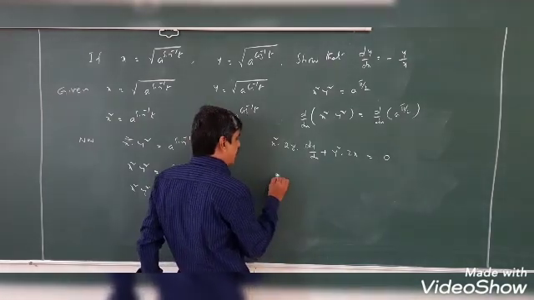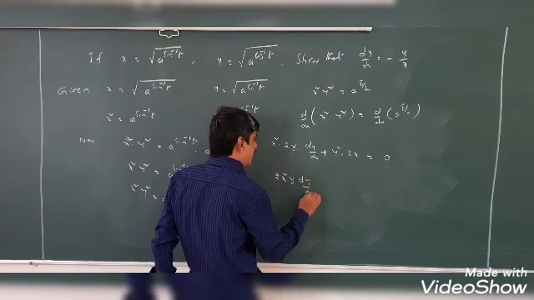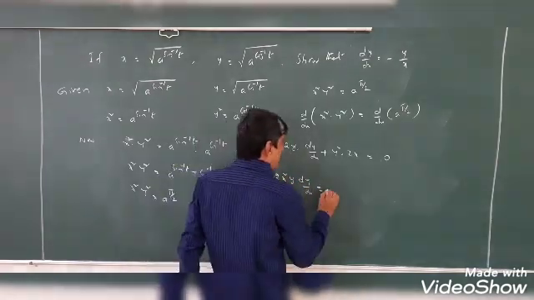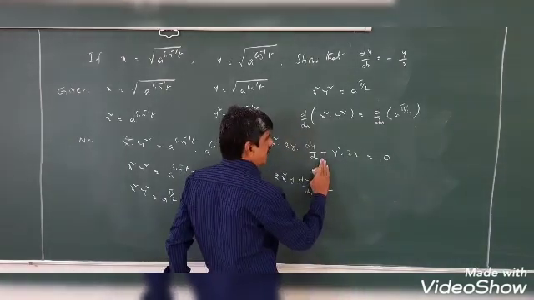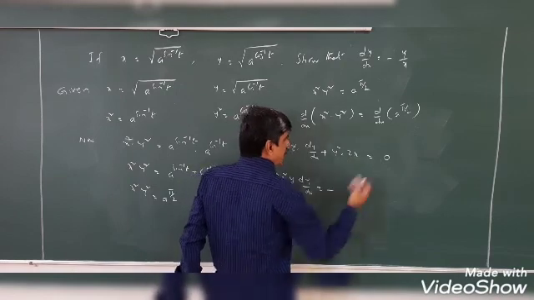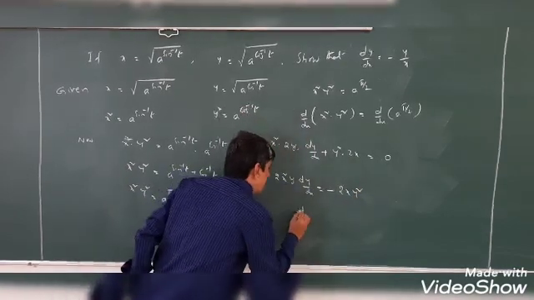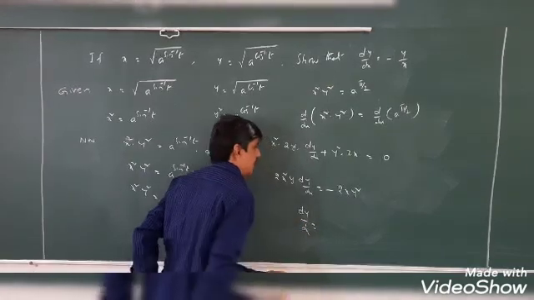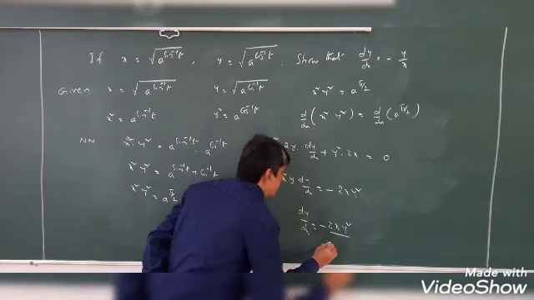So keep the dy by dx terms on one side: 2x square times dy by dx is equal to. Then the terms other than dy by dx shift to the other side. So this plus y square 2x shifts to the other side as minus 2x y square. So dy by dx is equal to minus 2x y square, divided by this value, shifted to this side.